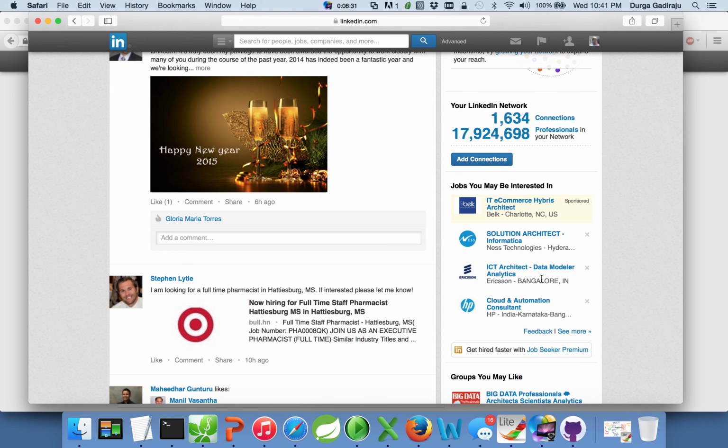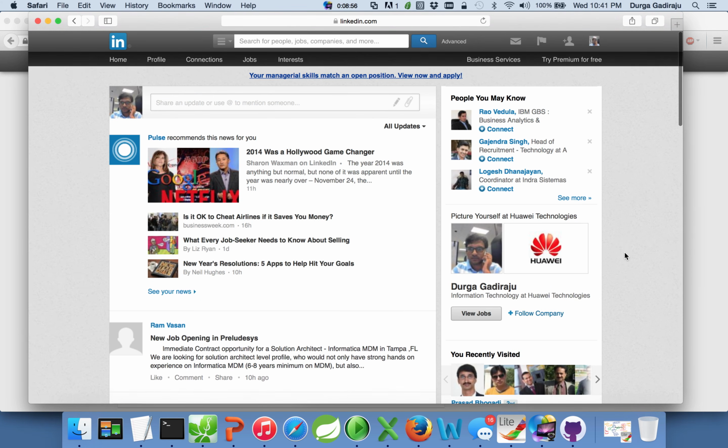So this website LinkedIn is actually implemented using a big data ecosystem of tools. I'm not sure of what tools they have used because I don't have any insights into it, but I'm pretty confident that they are using big data ecosystem tools like Hadoop or NoSQL to implement the majority of their website.